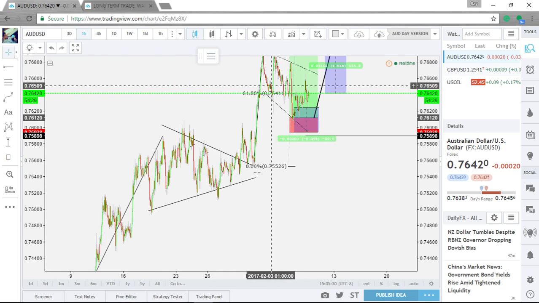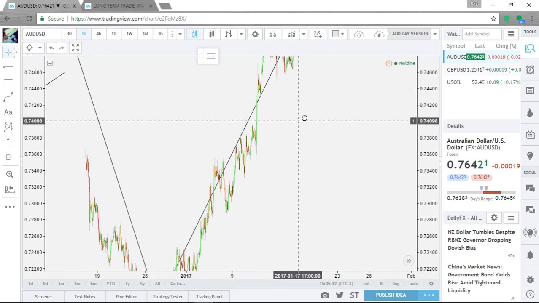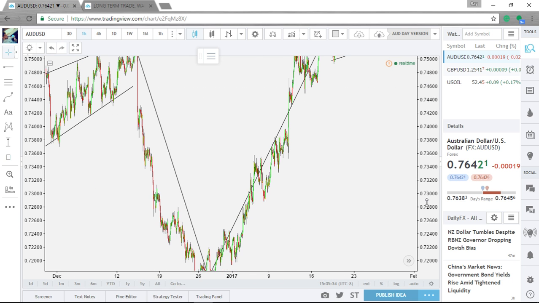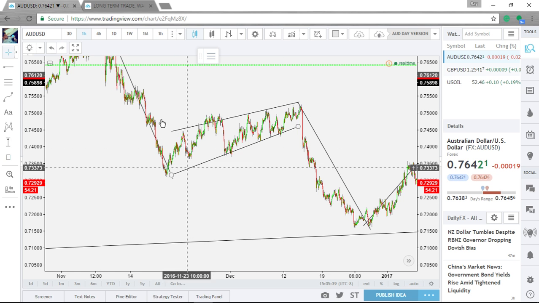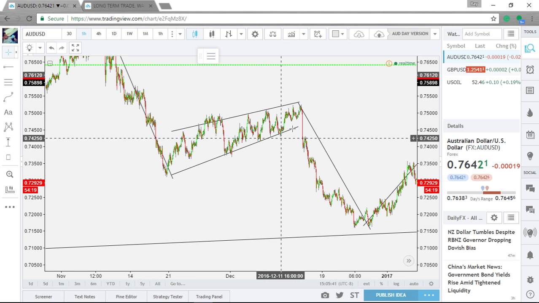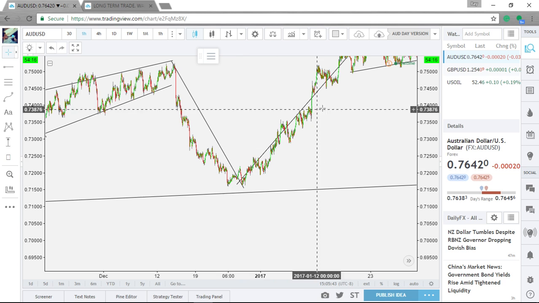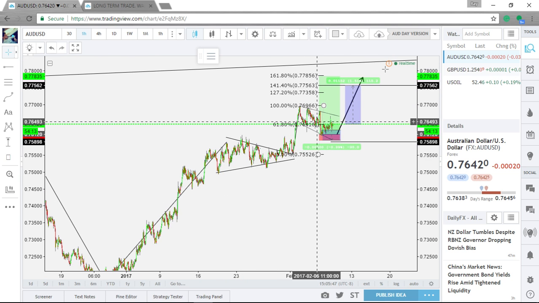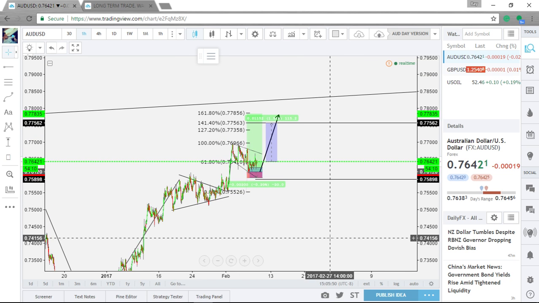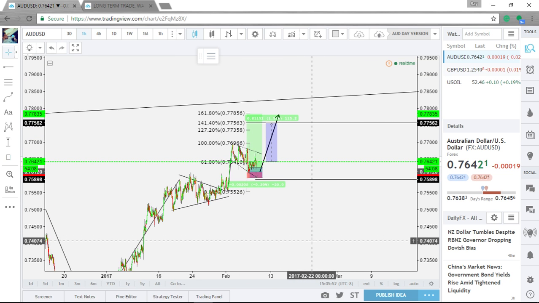Collecting, moving up. You see that? Collecting. See, sharp move, collection, movement. Collecting, correction, sharp move. Okay. Damn. I'm so proud of myself.